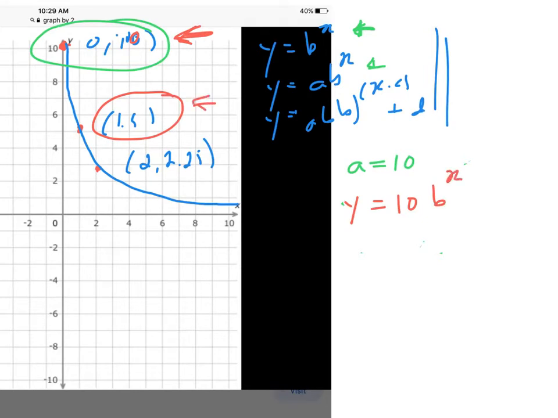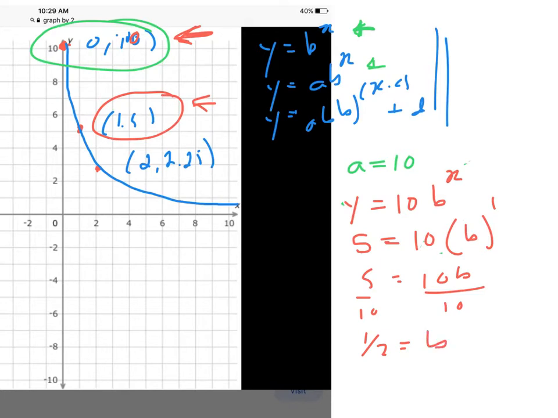So now I'm going to plug in this next point, 1 and 5. So if y is 5, this is how I'm going to solve for the base. I have 5 equals 10 times b to the power of 1. Well, I know that anything to the power of 1 is just itself. So now I have 5 is equal to 10 times b. So now I'm just going to do algebra. Divide both sides by 10. So I have 5 divided by 10 is 1 over 2, or 0.5. So b is equal to 0.5.